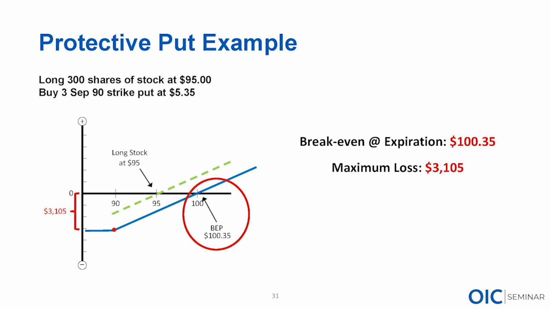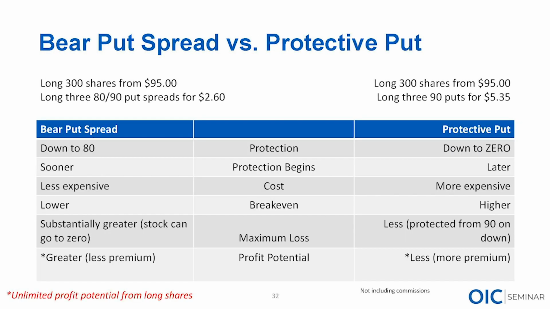And this is a summary of that. The spread only has protection down to its short strike price. Beyond that, there is no protection. The protective put takes care of you all the way down to zero. And what you give up for that is the cost. The protective put costs more than the put spread. And profit potential certainly is greater with the put spread because you've spent less. So if your cost is less, your potential gain is greater as well. So that's a comparison of put spread to protective put.